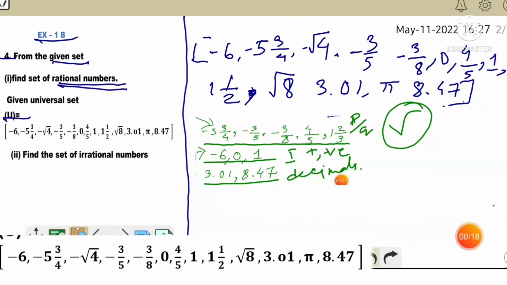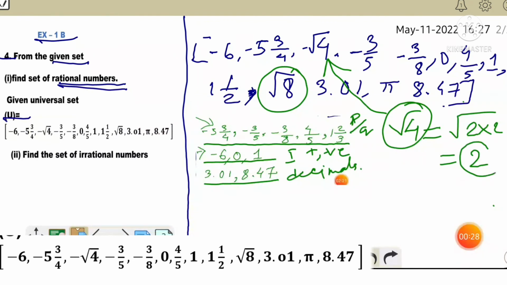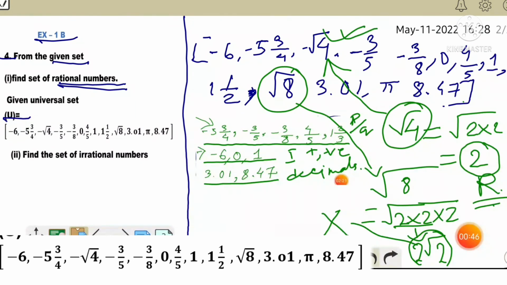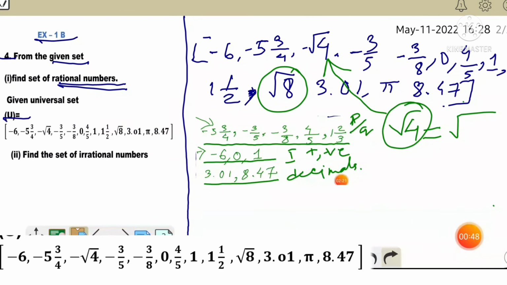Now there is one thing remaining which is inside the root, that is root 4 and root 8. Root 4 can be written as 2 into 2, and 2 will come outside the root because it's the square root, so it's rational. But root 8 is not rational because inside the root there are three 2's. So 2 will come outside and one 2 will remain inside the root. The number which is inside the root and cannot come outside is irrational. So only root 4 is rational. So finally we got all the rational numbers.